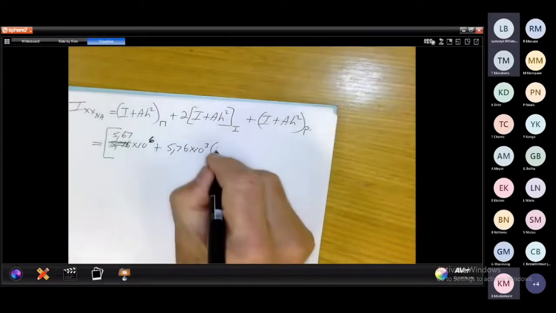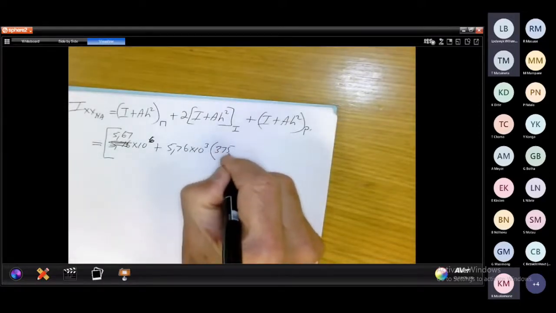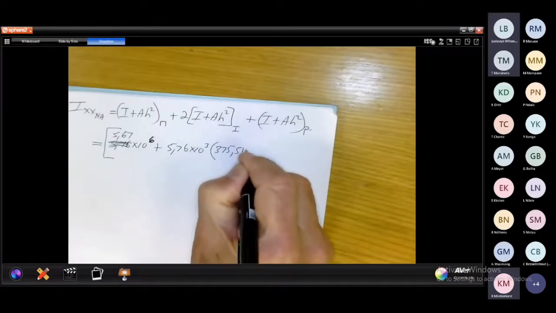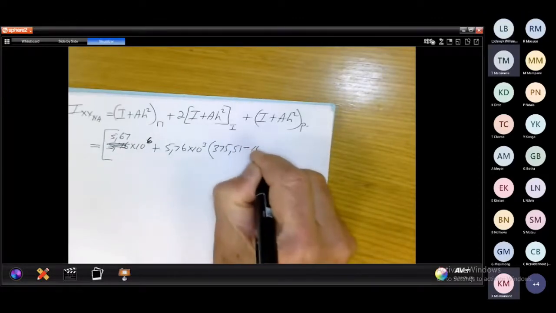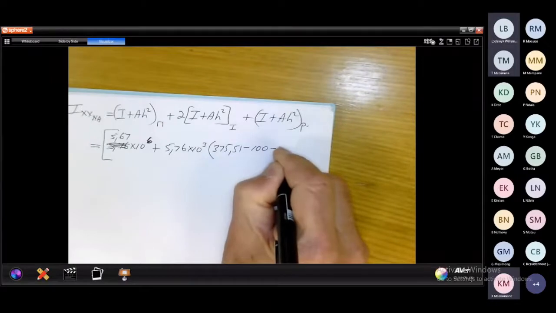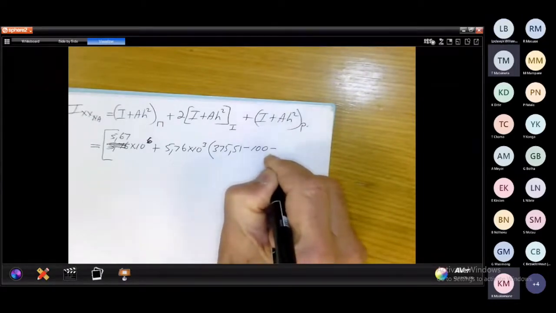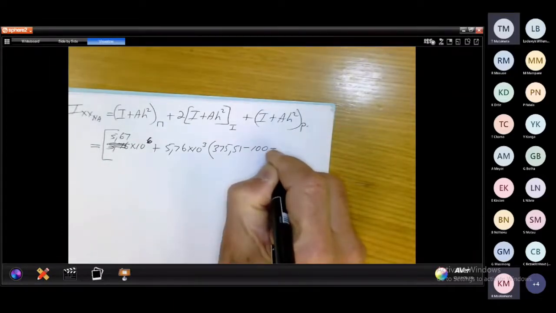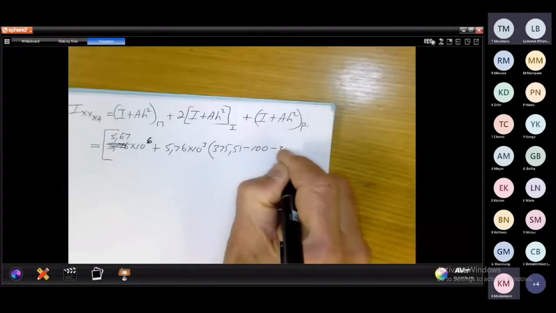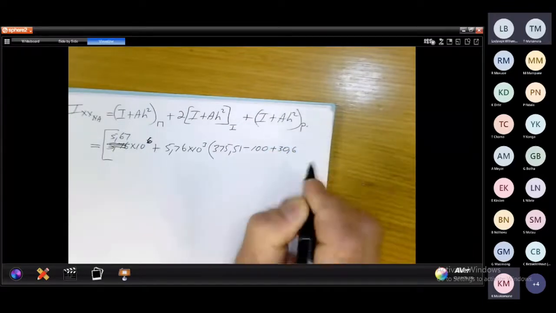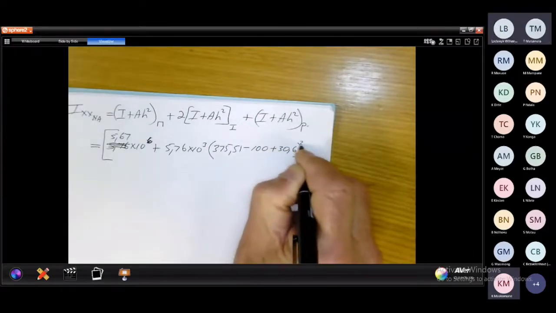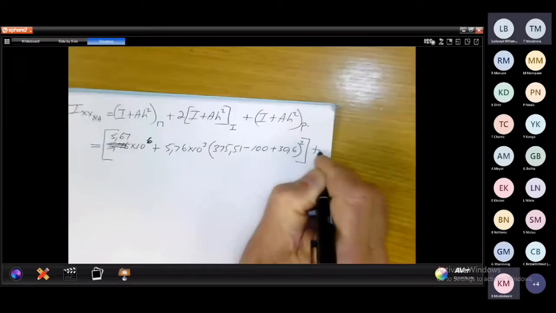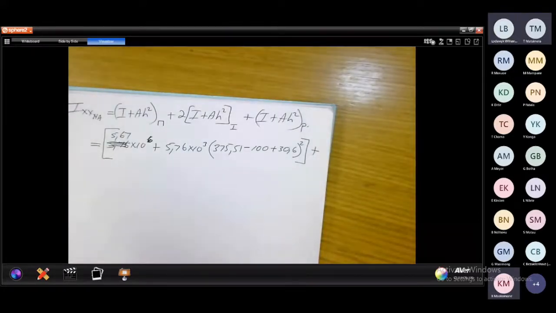Right. When we come to my h, what's my h? My h is my ȳ, 375.51 minus 100 minus 100. That then will be 30.6 plus 6, okay, square, plus. I hope that is right.